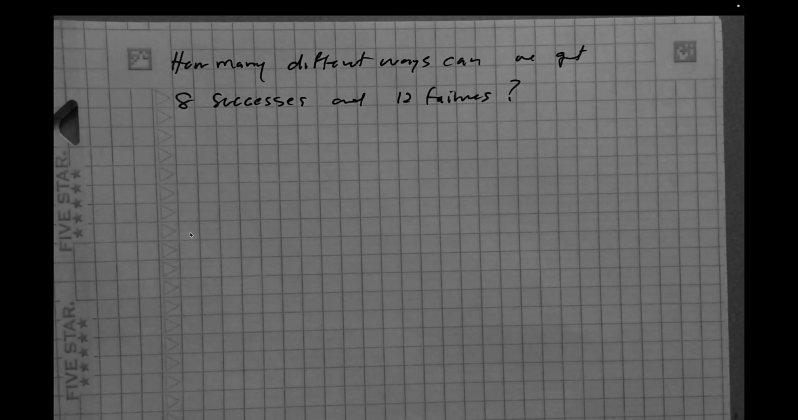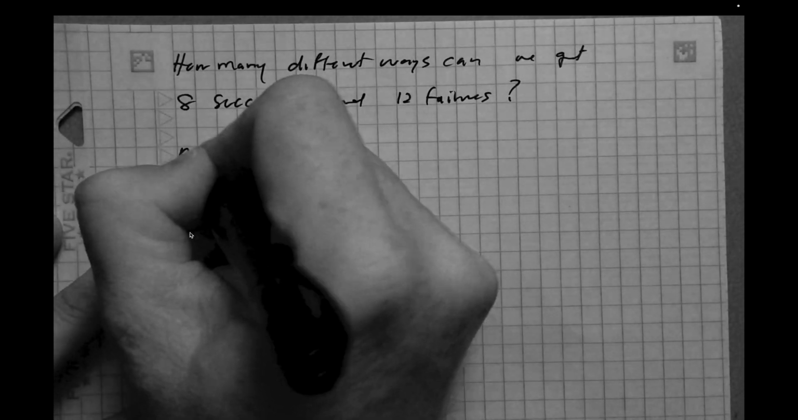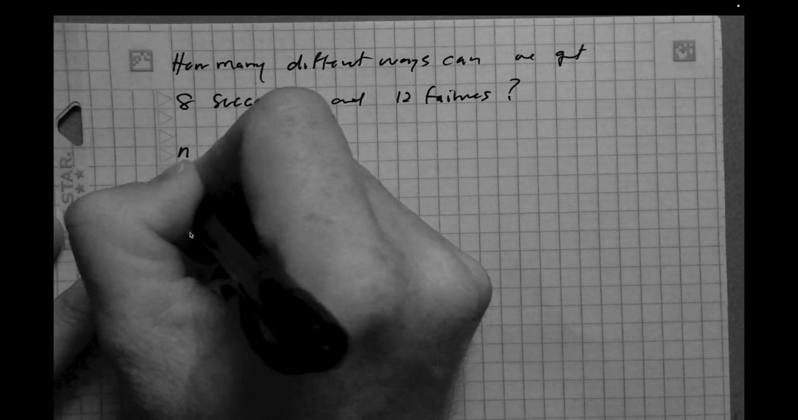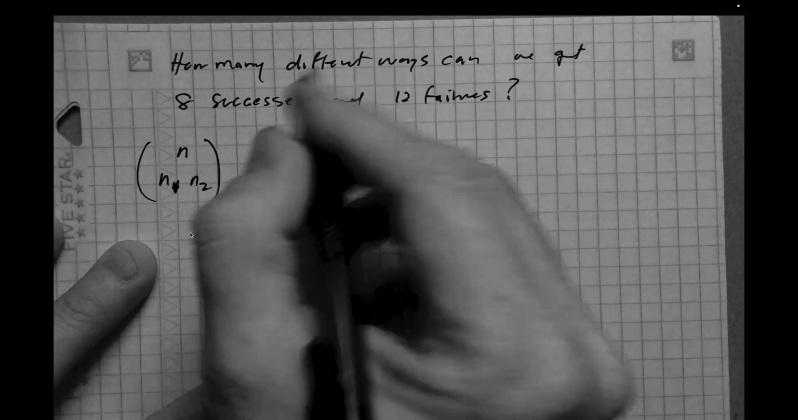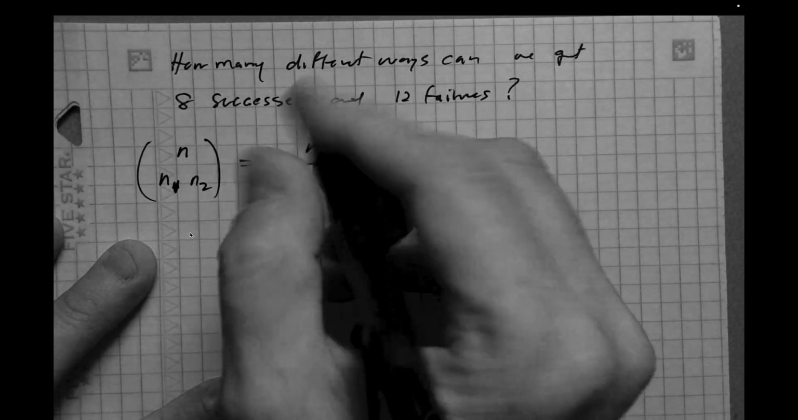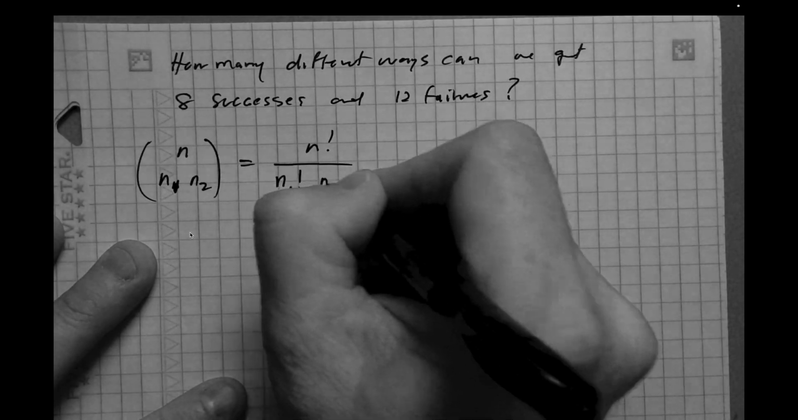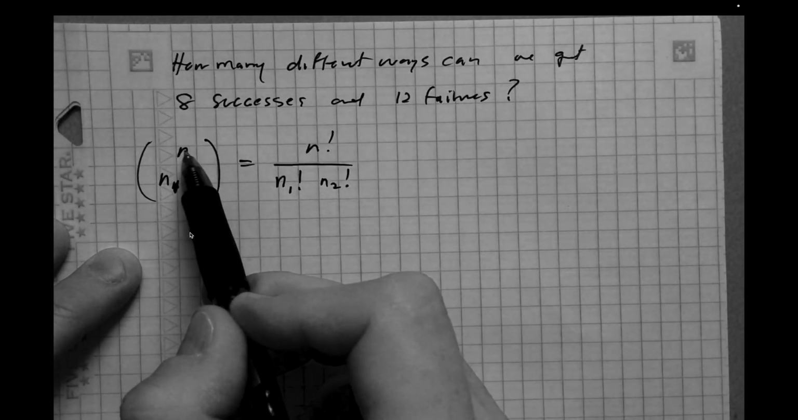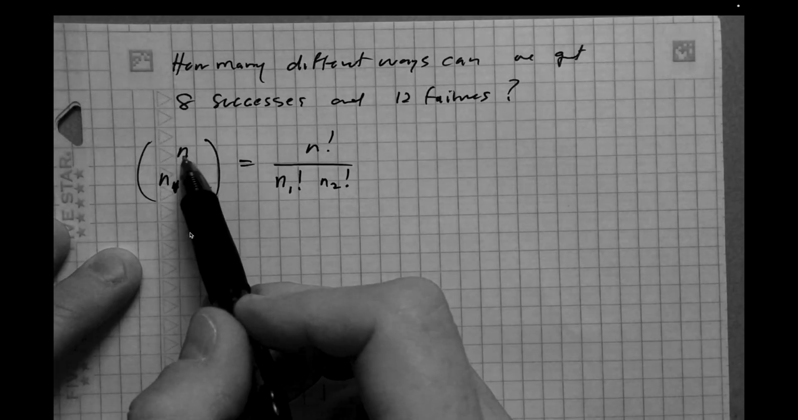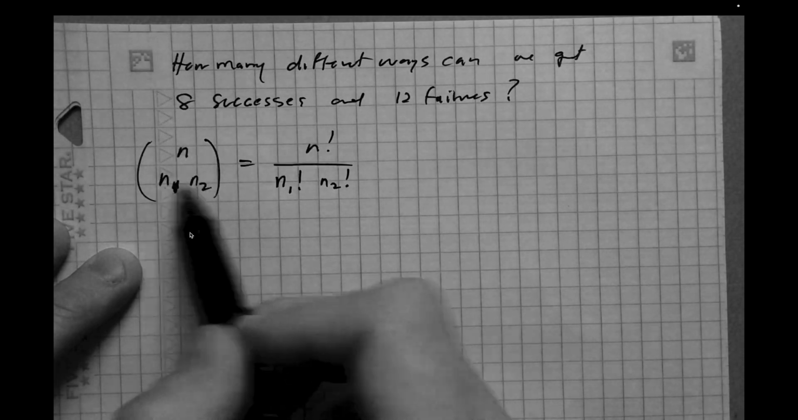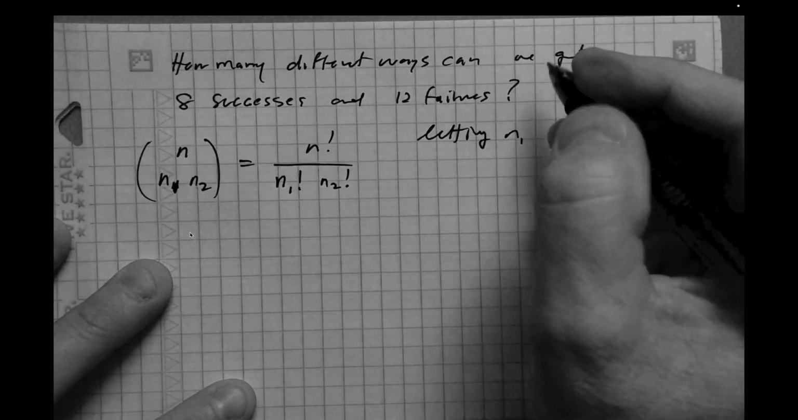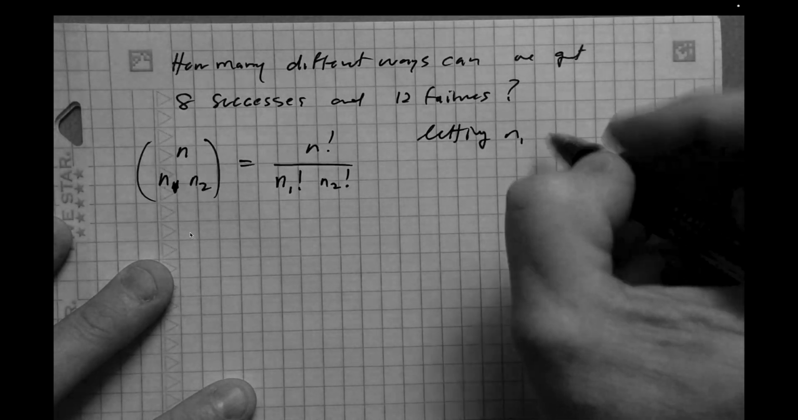So if you think back to our section on combinatorics and our counting section, you may remember this nice little piece here. N choose N1, N2. Right, so remember this was n factorial over n1 factorial, n2 factorial. And so the idea here is you have n total things, and this tells you the number of ways in which you can get n1 and n2 different groupings of n things. So letting N1 denote the number of successes and N2 the number of failures.